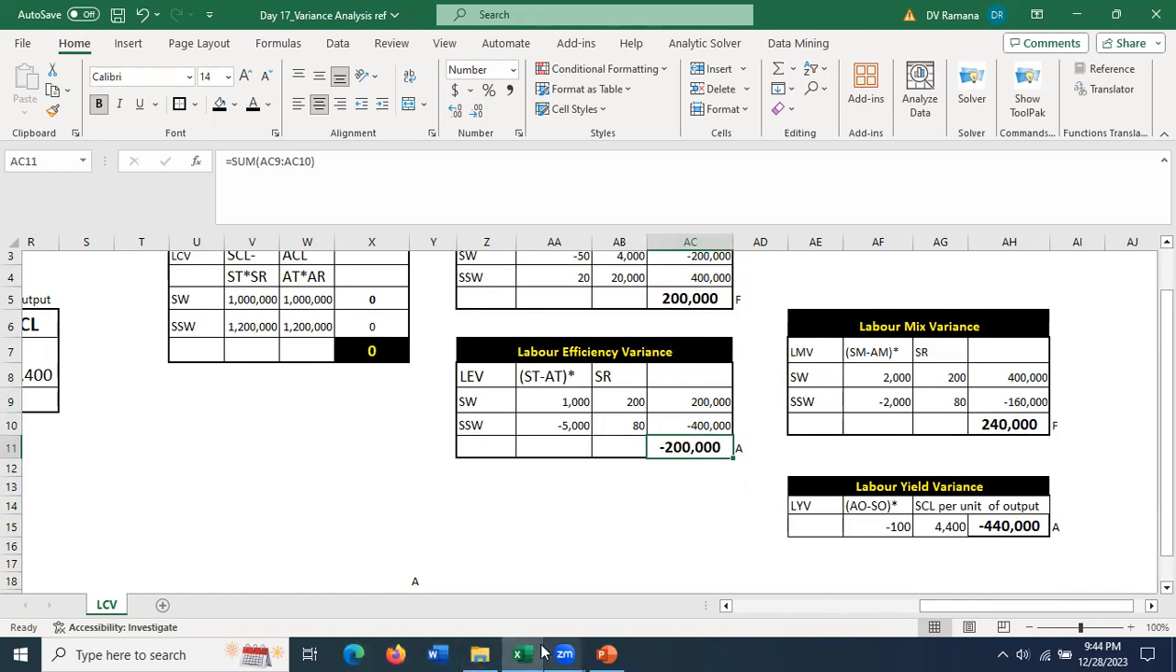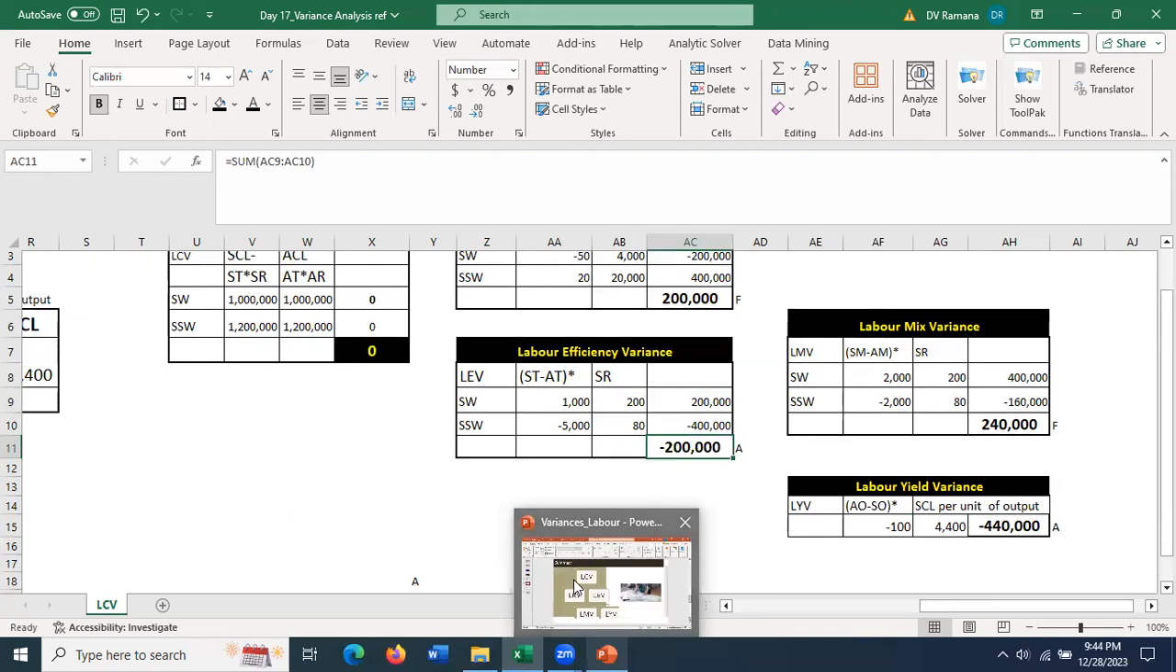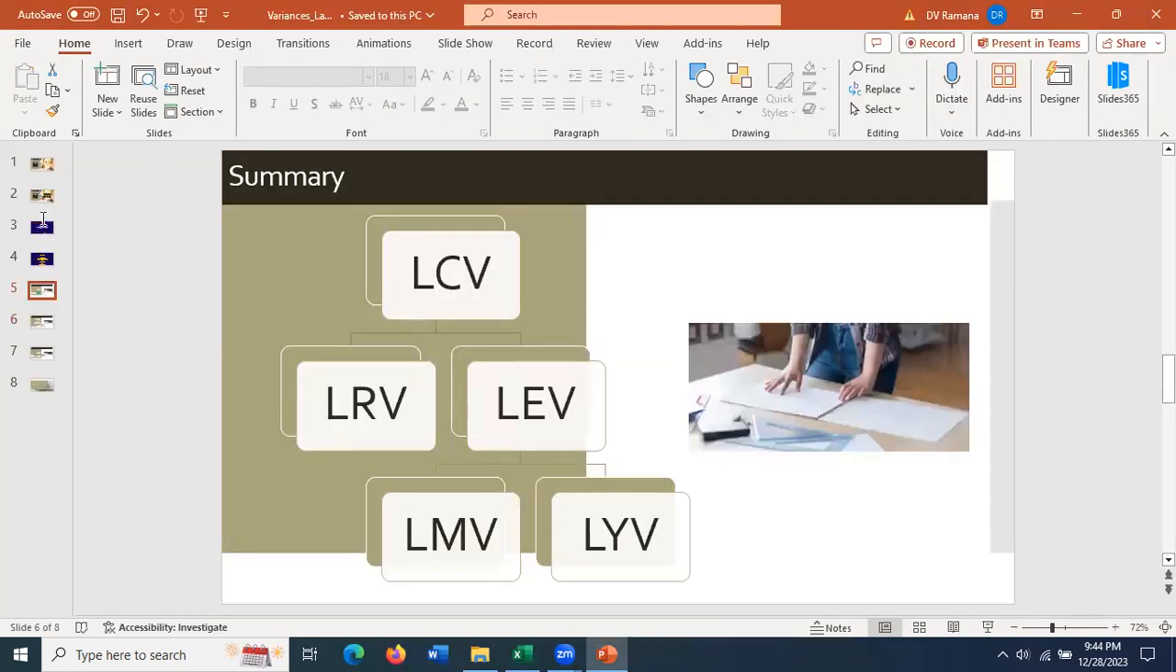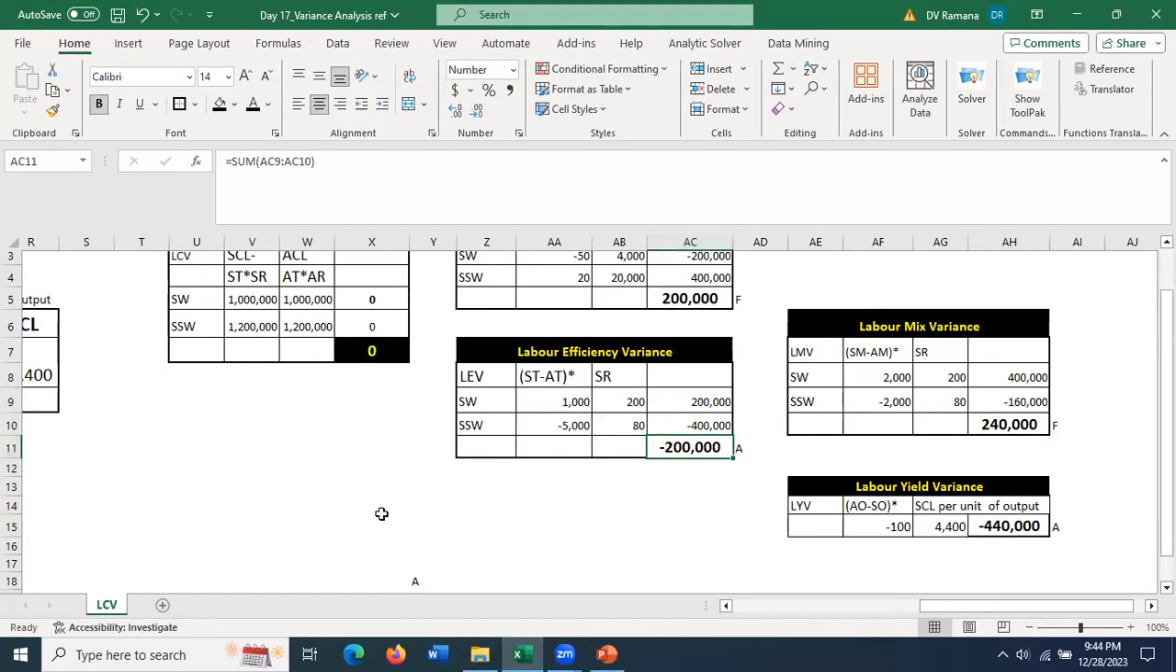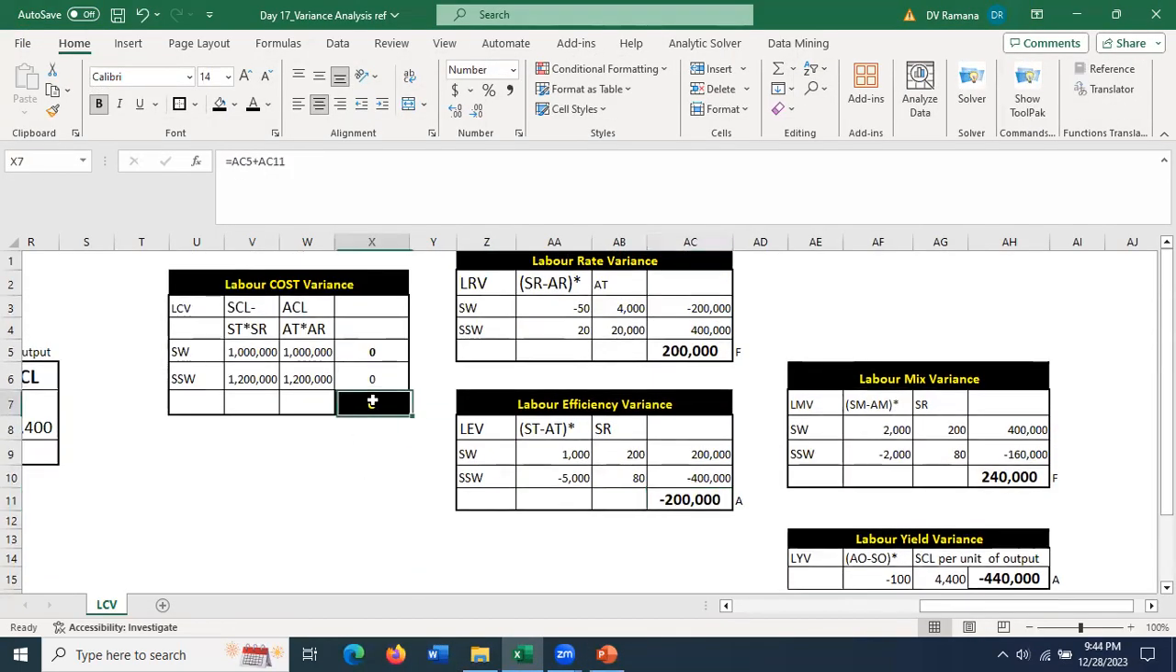If we go back to the exercise question, in the conversation, the plant manager says the cost variance is 0, whereas the intern says the devil is in the detail. So what does that mean? Both are right in one way. The plant manager is talking at this level, but the intern is of the view that you shouldn't stop your analysis at this level. Examine the details.